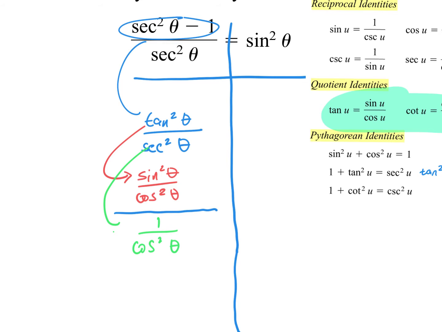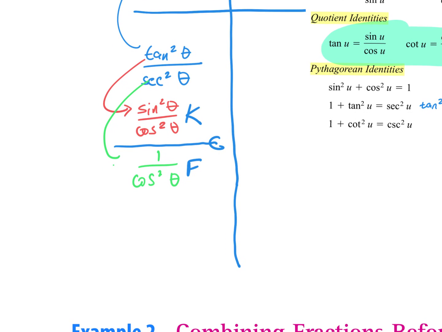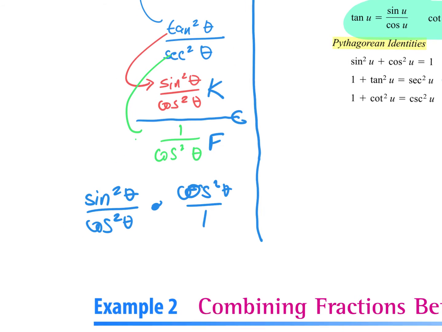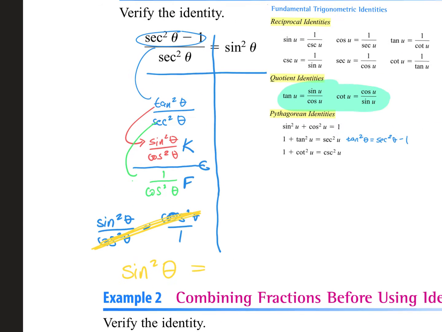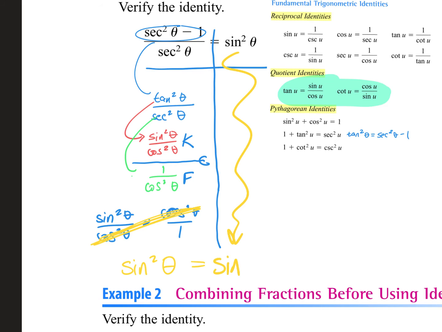Very good. Because think about it, guys, I've told you a million times, we have to think algebraically. This is just a fraction divided by a fraction, so you keep, change, flip. Watch what happens. You keep sine squared theta over cosine squared theta, you change division to multiplication, and I flip. 1 over cosine squared becomes cosine squared over 1. And what do you notice happens? Your cosines cancel, and you're left with what? Sine squared theta equals what? Sine squared theta. And that, ladies and gentlemen, is you verifying the trig identity.